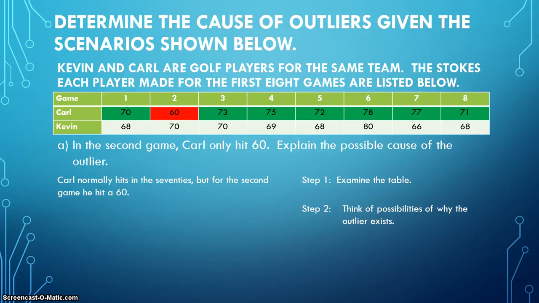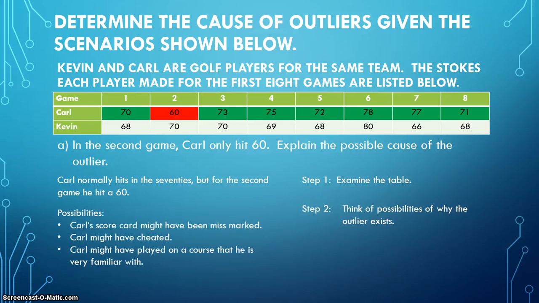Now remember, the first two scenarios that we talked about before are errors, either in recording or entering. So maybe there was an error done here. Maybe the card was mismarked, or maybe the error was on purpose and Carl cheated and put a 60 instead of what he was supposed to put. So those are two possibilities that were done by error. Now, there might be an unusual circumstance. Maybe Carl was playing on a course that he's very familiar with and has a ton of practice on, and that's why he scored a 60. We have to do brainstorming like that to come up with possibilities.